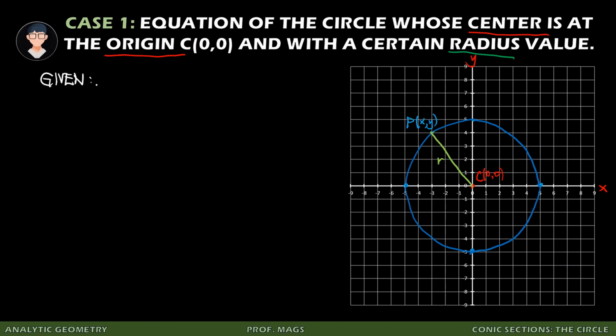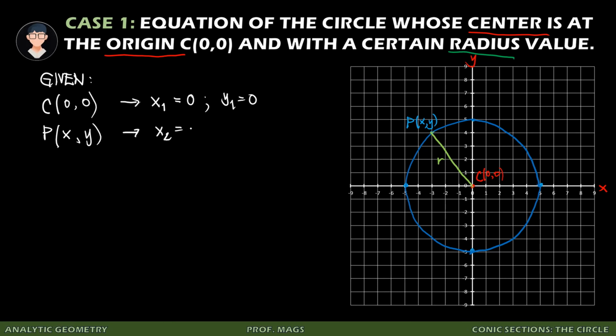in order for us to derive the standard equation of the circle, we have a center right here, which has the x coordinate of 0 and y coordinate of 0. We also have a point that lies on the circle, x coordinate of x, y coordinate of y. Okay? Then we need to compute for the radius. Okay? So in order to do that, we let x sub 1 be equal to 0. We let y sub 1 be equal to 0. We let x sub 2 be equal to x. Y sub 2 be equal to y.